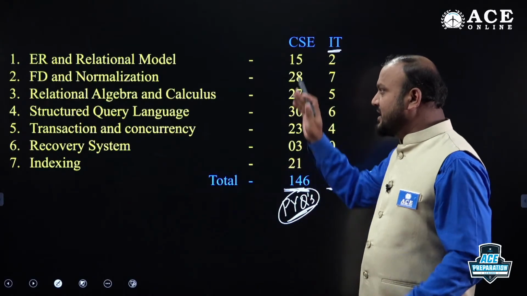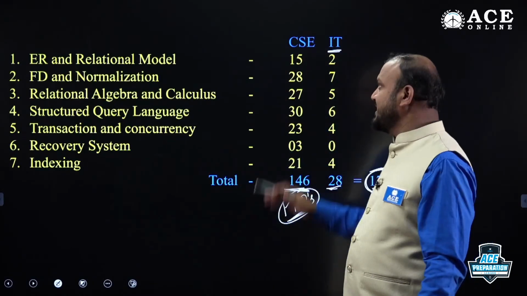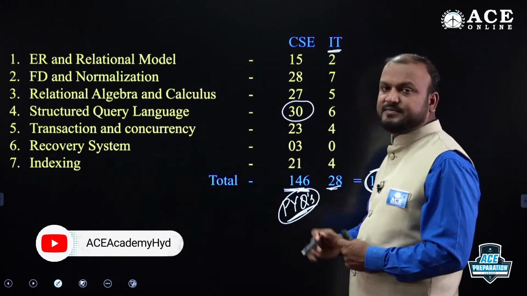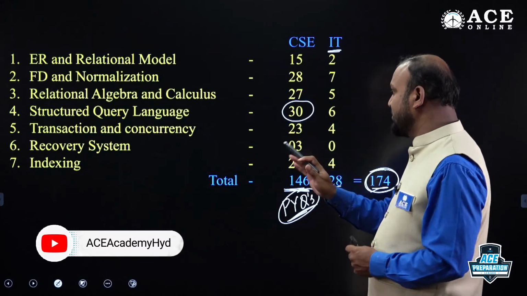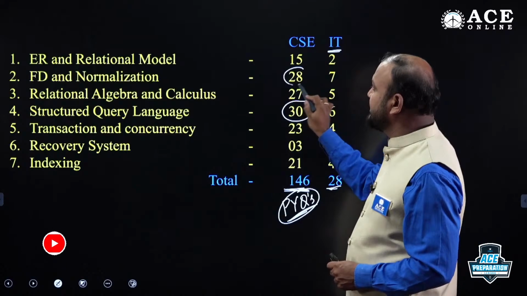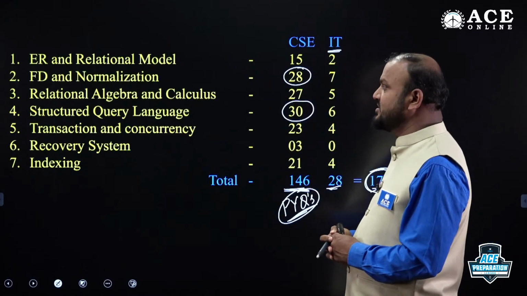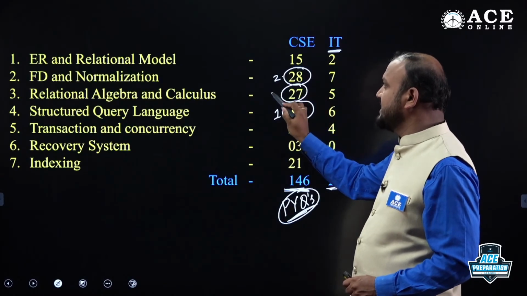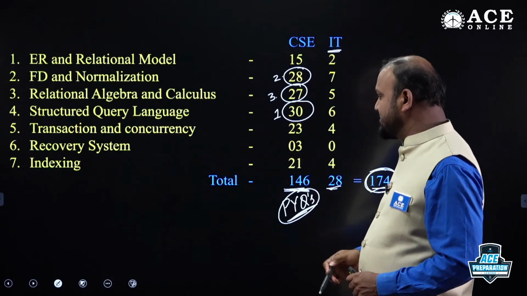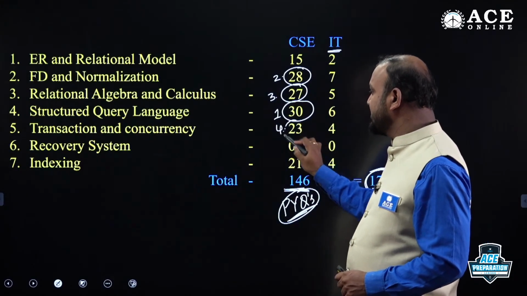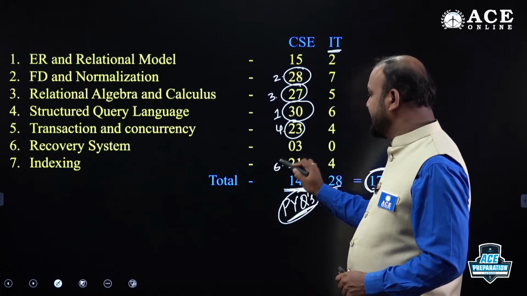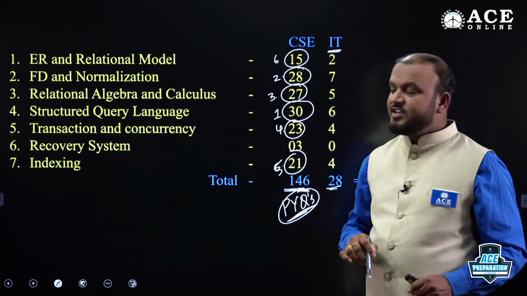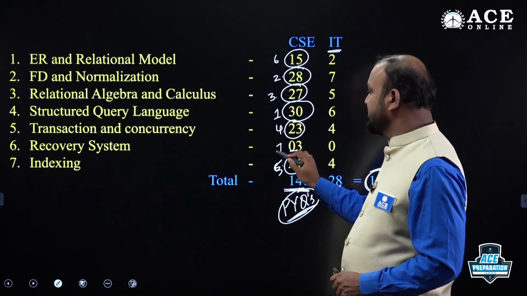Okay. Now, coming to these topics and this analysis, what we understood is, damn sure SQL is important, undoubtedly. Next priority will be given to functional dependency and normalization. This is the first preference, this is the second preference, and the third preference is algebra and calculus. And then the next preferences will be on transactions and concurrency control, then indexing, then ER and relational models, and the last preference will be given to the recovery system.